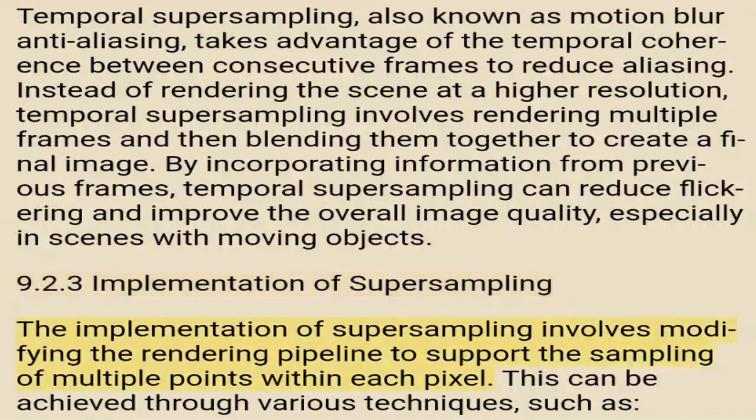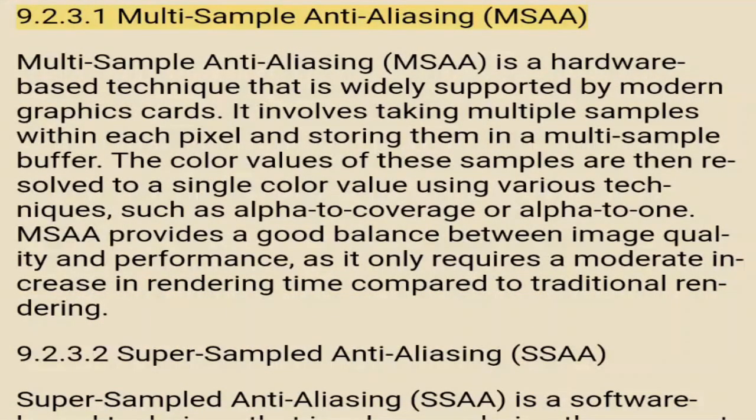9.2.3 Implementation of supersampling. The implementation of supersampling involves modifying the rendering pipeline to support the sampling of multiple points within each pixel. This can be achieved through various techniques, such as 9.2.3.1 Multi-sample anti-aliasing (MSAA). Multi-sample anti-aliasing (MSAA) is a hardware-based technique that is widely supported by modern graphics cards. It involves taking multiple samples within each pixel and storing them in a multi-sample buffer. The color values of these samples are then resolved to a single color value using various techniques, such as alpha to coverage or alpha to 1. MSAA provides a good balance between image quality and performance, as it only requires a moderate increase in rendering time compared to traditional rendering.